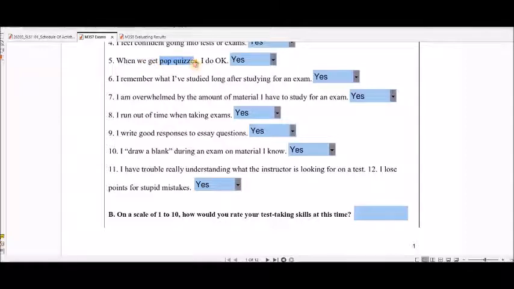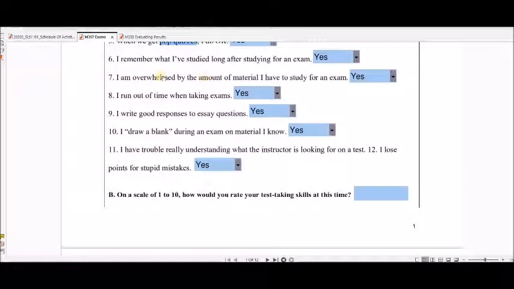Pop quizzes aren't from evil instructors. If you are a student who has kept up in the class and stayed focused, then a pop quiz should be no problem for you. If you're a student who has not kept up in the class and not stayed focused, then you're going to have problems. But notice who's responsible here. It's not the instructor.